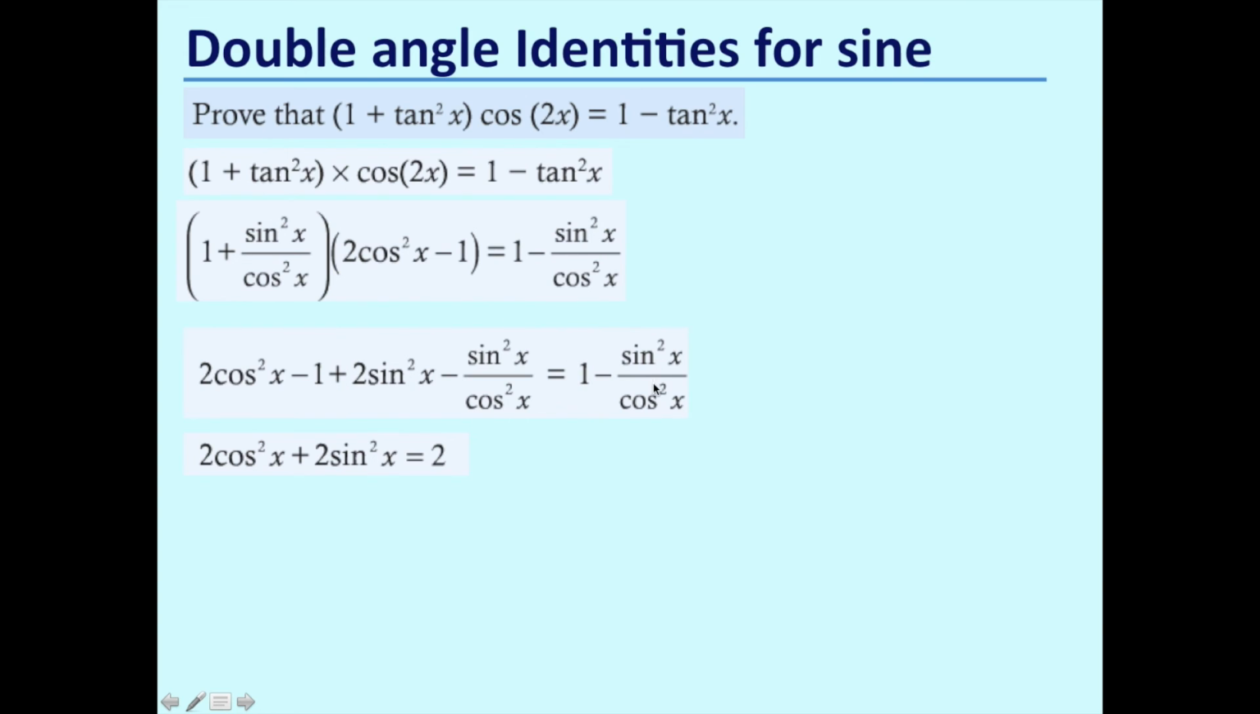These two will cancel out, so we'll be left with 2 cos squared x plus 2 sine squared x equals 2. If we divide through by 2, we end up with one of the rules that we looked at the very beginning of the session, or the section on the unit circle, which is sine squared x plus cos squared x equals 1. Therefore, we have shown the relationship between those two expressions.